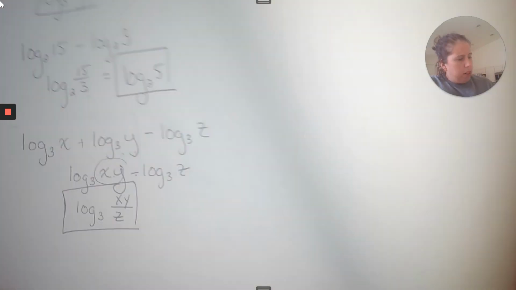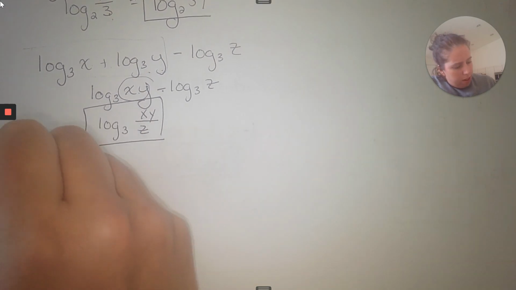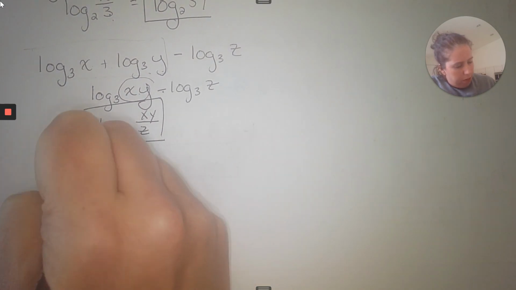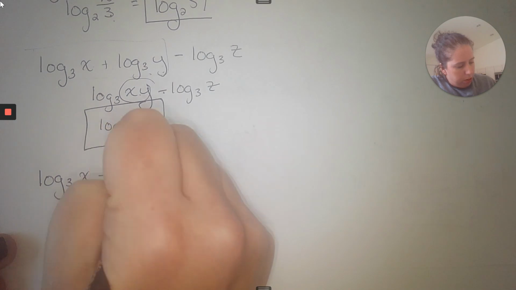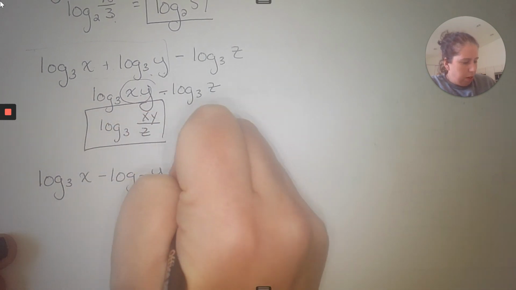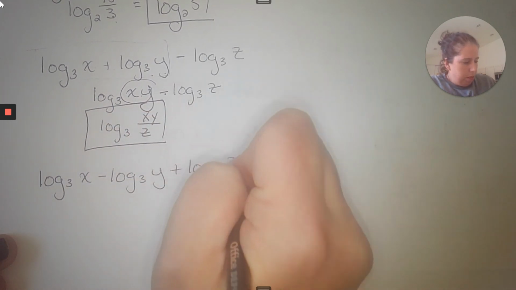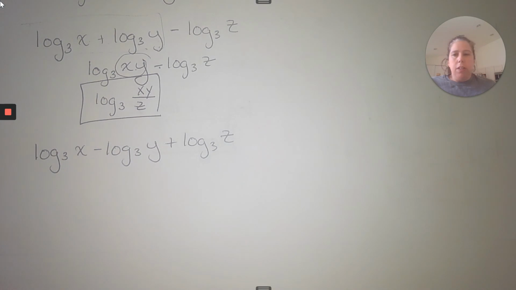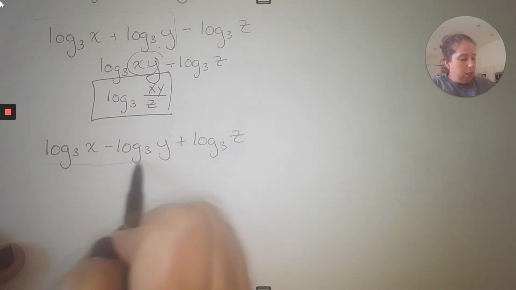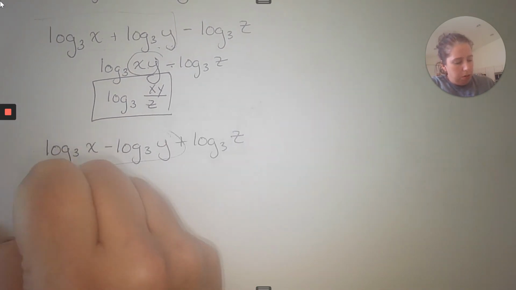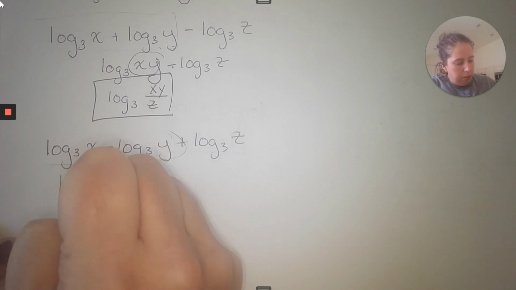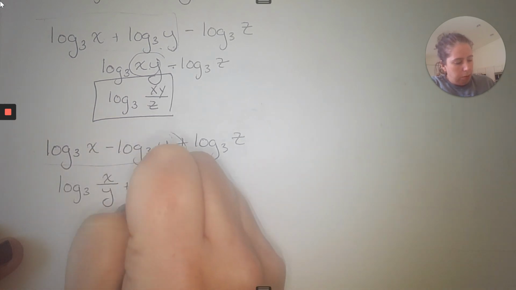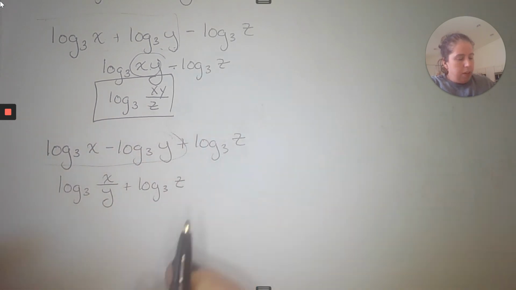Now let's try this one. Log base 3 of x minus log base 3 of y plus log base 3 of z. Okay, so I'm kind of just moving around a little bit to make sure you guys understand what's going on. So you have to be super careful, okay? Again, these two start, right? So log base 3, it's minus, so we're going to divide, right? Then plus log base 3 of z.